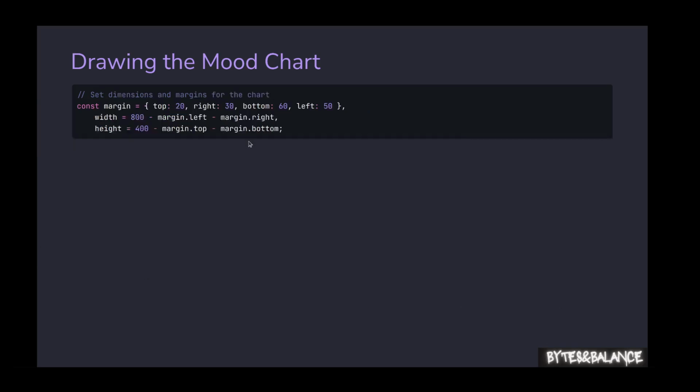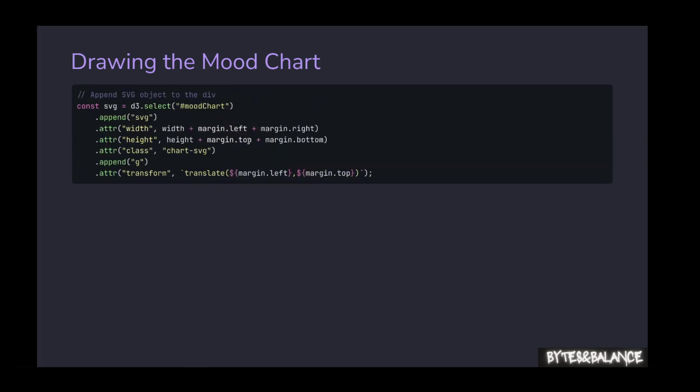Okay, next we are going to set up the margin and dimensions: top, right, bottom, and left, and the width and height. After doing this, we have one SVG element and we append to it. And we define what the width and height of this SVG is. And we calculate it quite dynamically based on the width and height and margin that we have for the chart.